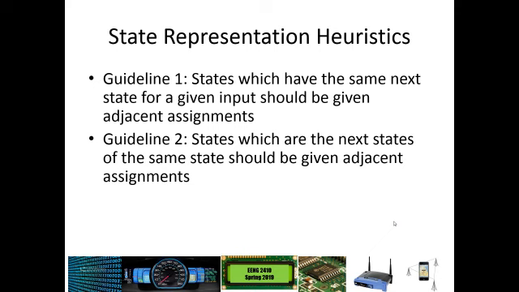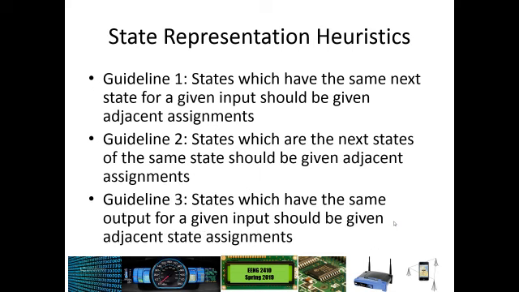And so if you're looking at guideline 1, if you happen to go to the same next state, making the state assignment, the binary value representing the state assignment of 2 different states that both have a transition to the same state equal, will allow the fewest number of bits to change. And then finally, we're going to consider outputs. So states which have the same output for a given input should be given adjacent state assignments.